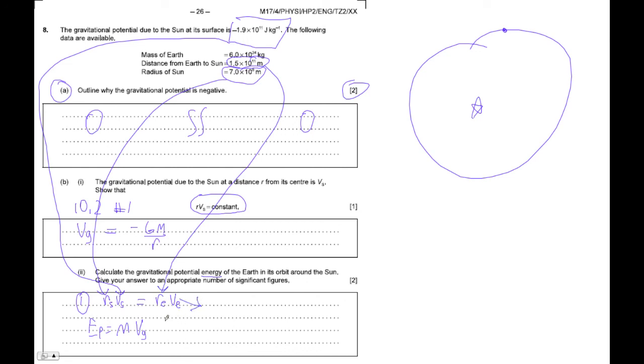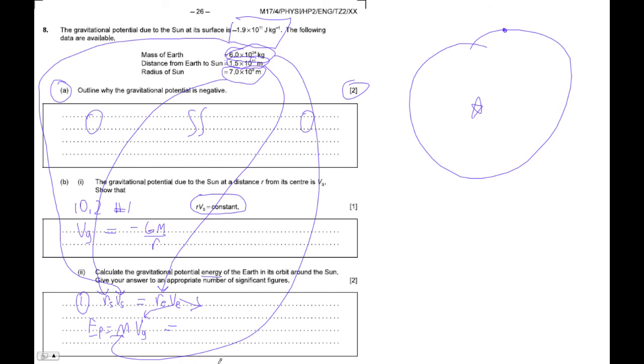Then you're going to take that answer for VE and put it in here, and then put the mass of the Earth in here. There you go. And then that'll give you the potential energy. That'll be a big negative number.